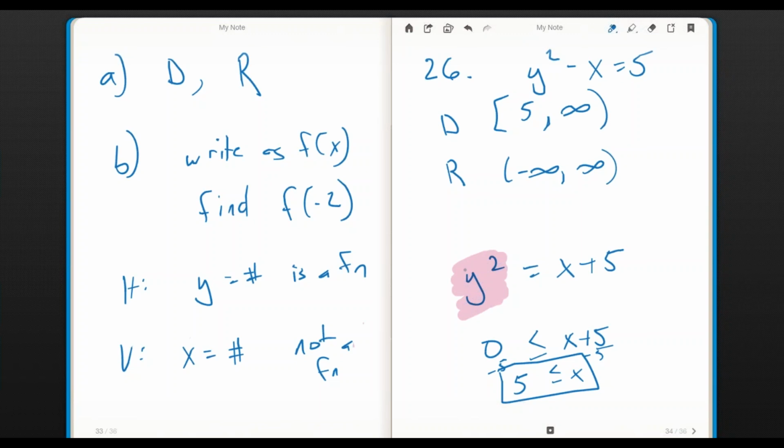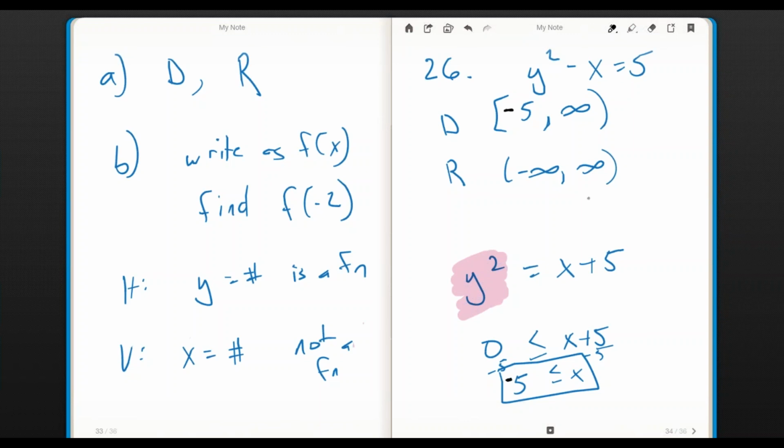Y squared minus x equals 5. My domain is going to start at negative 5 and go to infinity. Look at what happens here. Hold on a second. Did you see what I did? Were you trying to tell me and I couldn't hear you? This is a negative 5. When you subtract 5 from both sides, you get a negative 5. So a negative 5 is the lower limit for my x value.